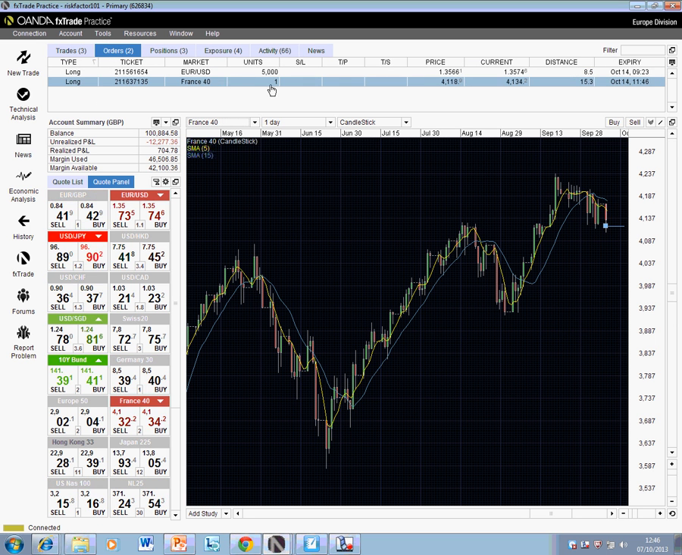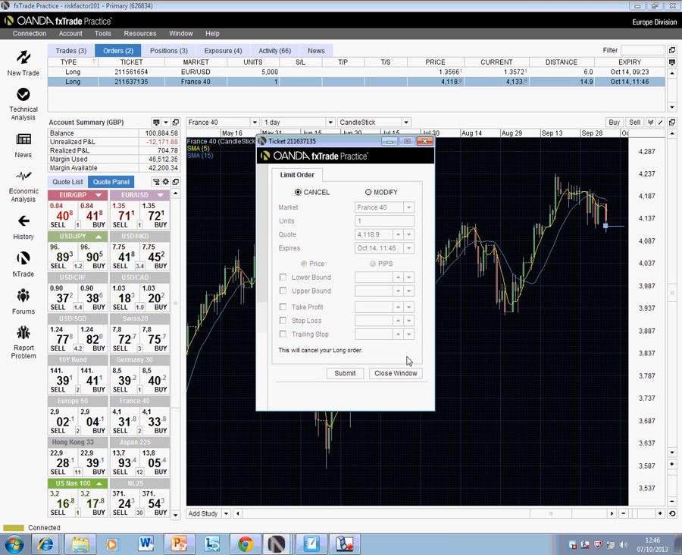So that's my France 40. It tells me that this is the price that is currently there, 4134. I want to buy it at 4118, which means at a lower price than is currently being quoted. So the system will execute this trade the moment price hits 4118. So it will buy at 4118 or cheaper. Okay? It will not execute until the price hits 4118. Okay? And that's what a limit order is.